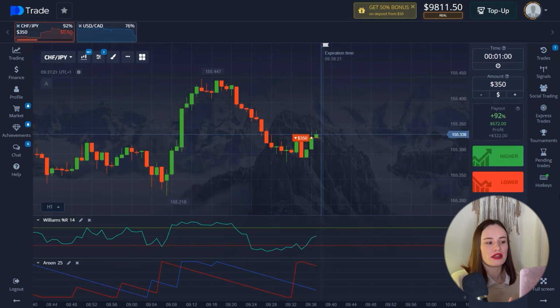This development of events is confirmed by the arrow indicator. Its red line, responsible for the downward movement, is near the level of 100, and the blue line is below 30, which indicates a strong downside signal. Only this time, there was no confirmation of such a signal from the Williams indicator, and while the deal is going on, I will continue.